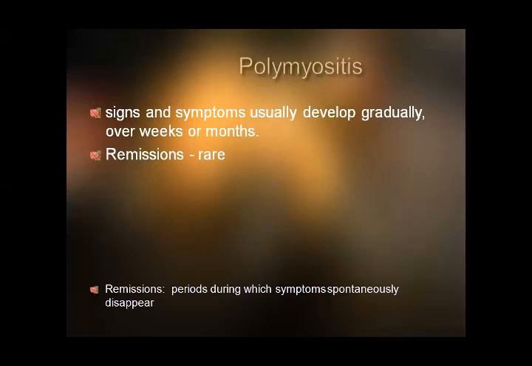Polymyositis symptoms and signs usually develop gradually over weeks and months, and patients usually have muscle weakness, especially of the shoulder muscles. They may have difficulty driving or raising their arms because of muscle inflammation, wasting, and later weakness. Remissions are rare because it is a chronic disease with gradual inflammation of the muscles leading to weakness and wasting. Remission can be achieved with therapies like steroids or immune modulating drugs, but these patients don't have spontaneous remission.